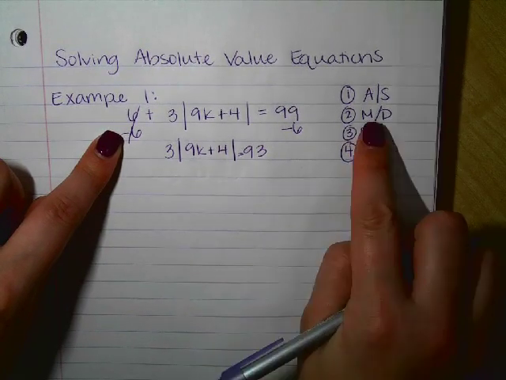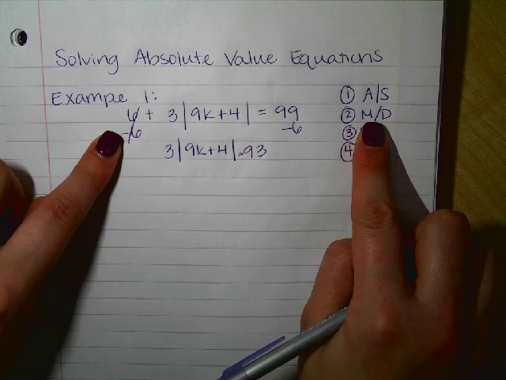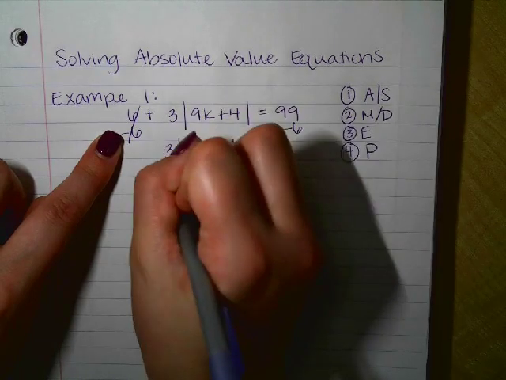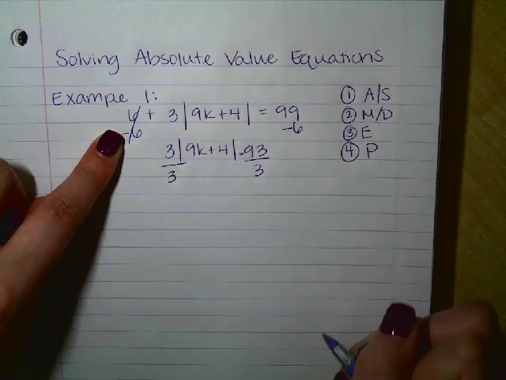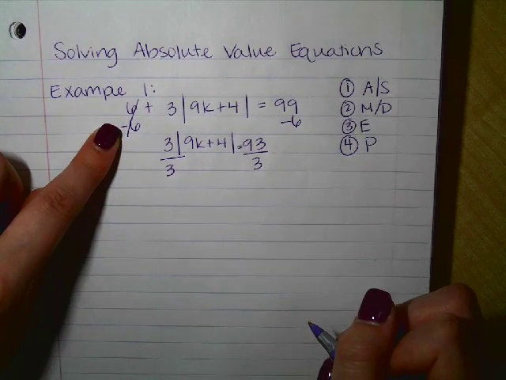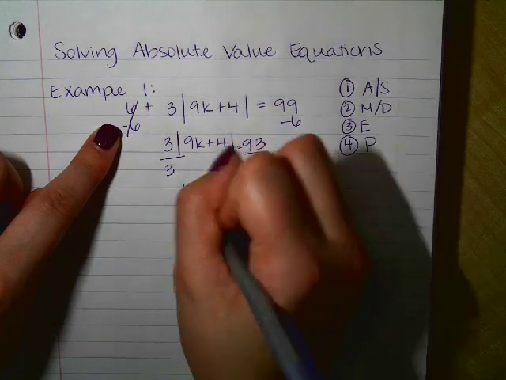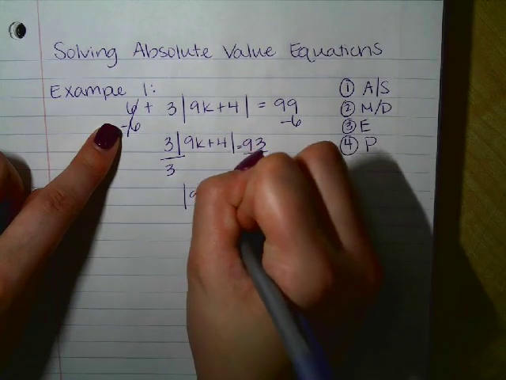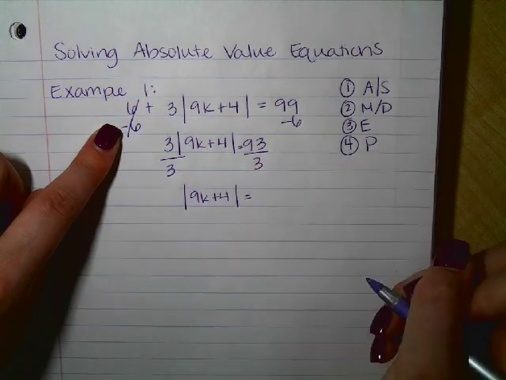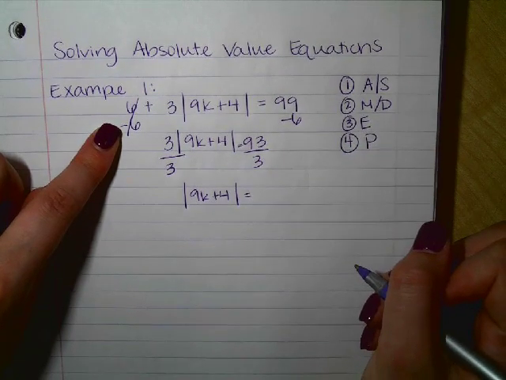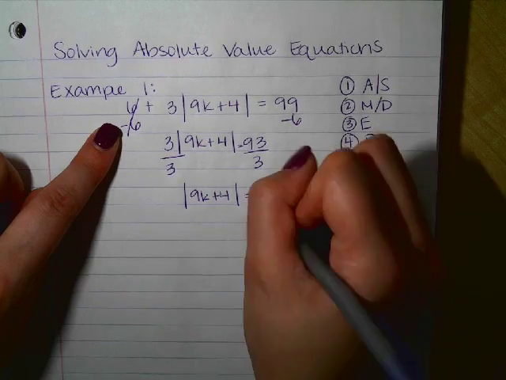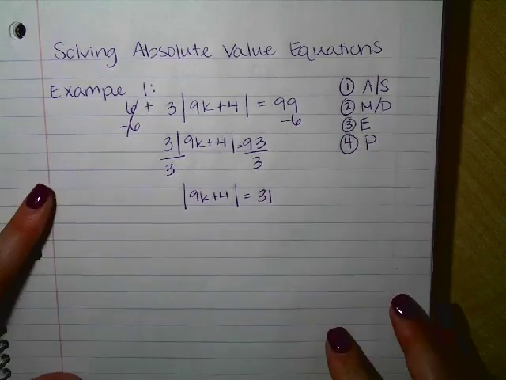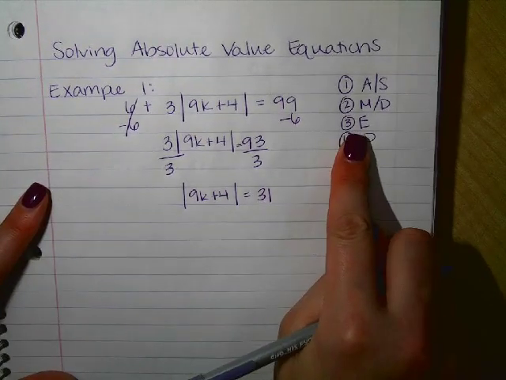And then the next step is to multiply or divide something over, and I already heard it, but does somebody else know what we do next? Divide by 3. Anyone know what 93 divided by 3 is? 31. Okay. And then there are no exponents to get rid of.